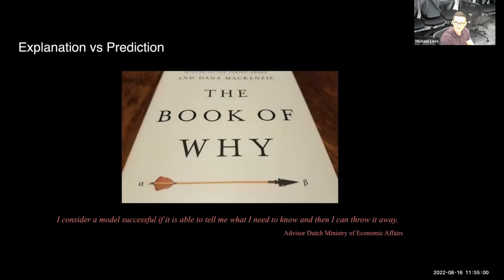And I think this is a great book for everyone to read, The Book of Why. I like to go back to this explanation versus prediction, right? Prediction is the ideal, but I think explanation, reasoning about systems with computational models, is much more useful. There's one particular minister I was working with in the Netherlands who was very insightful. He gave this great quote: "I consider a model successful if it is able to tell me what I need to know, and then I can throw it away." So he doesn't want it to do his job for him. He wants it to help him understand things.